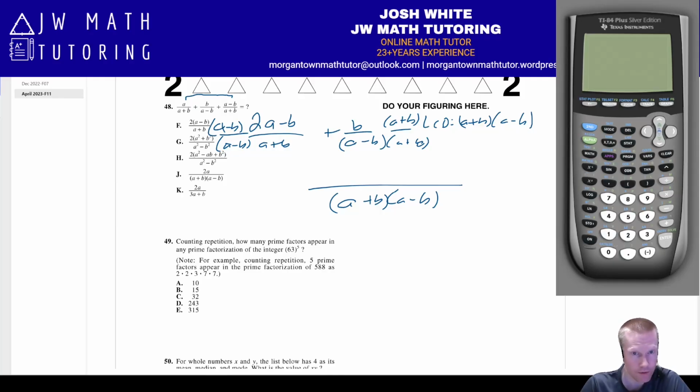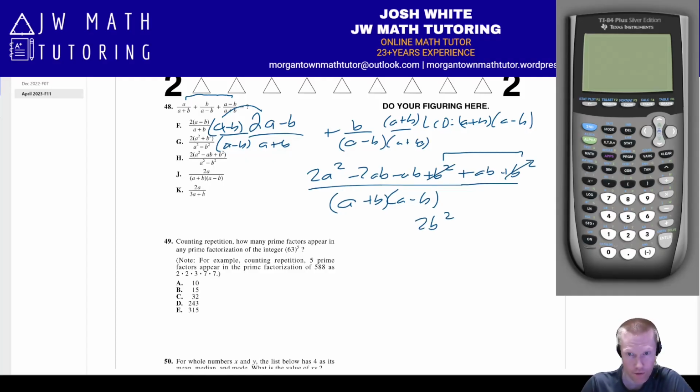So on the top, now we have the FOIL on the left, distribute on the right. So foiling out: 2a squared minus 2ab. Let's see, that's the inner, outer, minus ab, last, plus b squared, and then distributing, plus ab plus b squared. So now we can combine our like terms. b squared plus b squared, 2b squared.